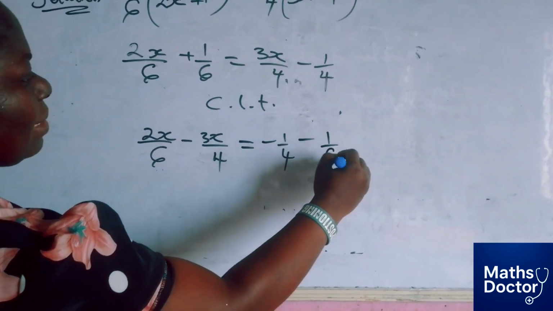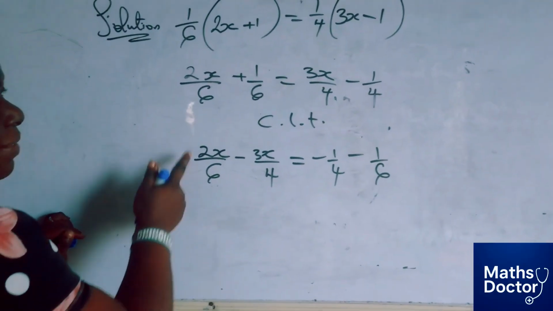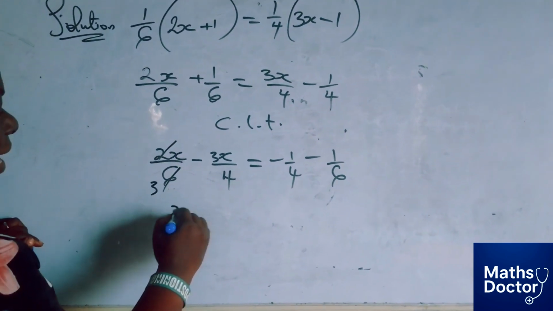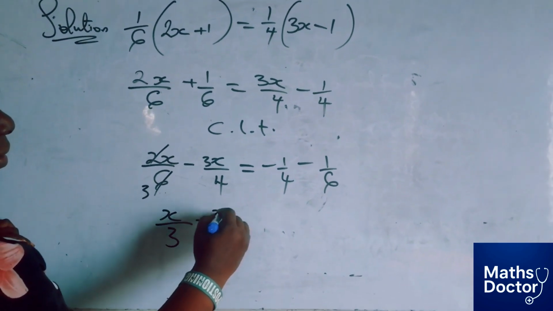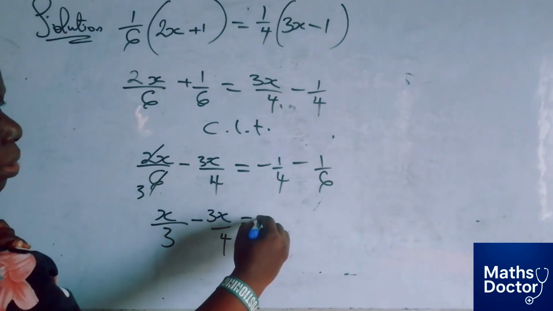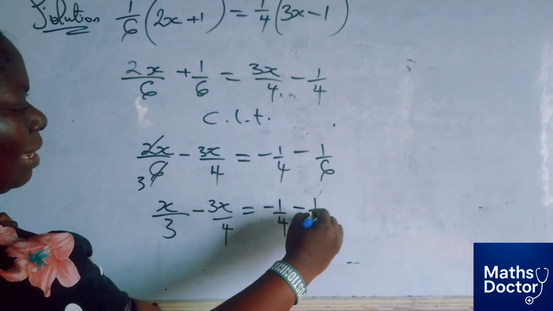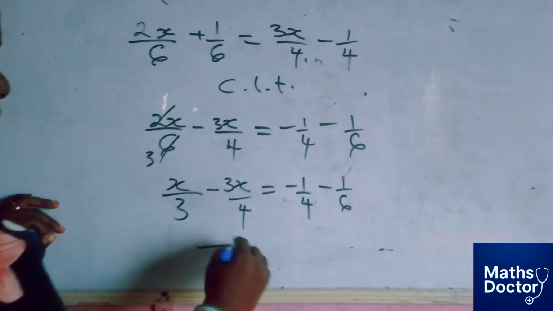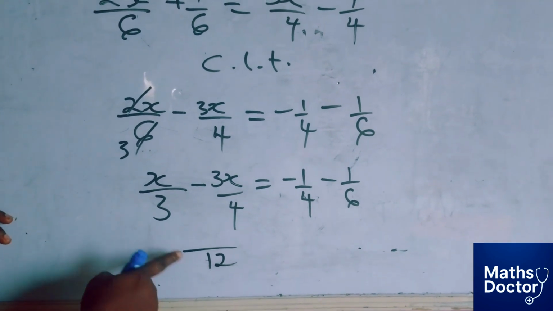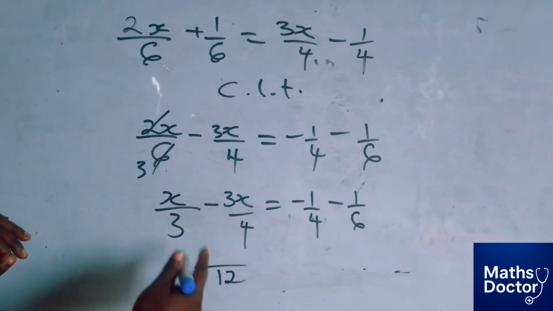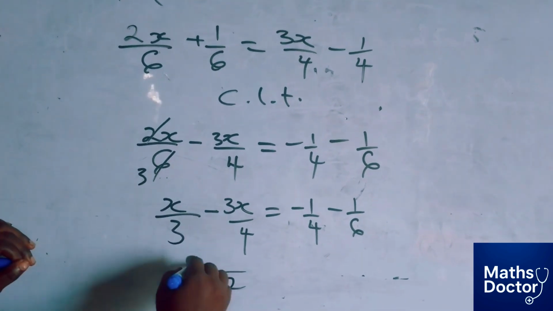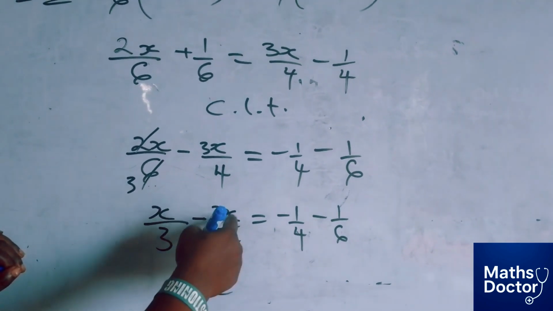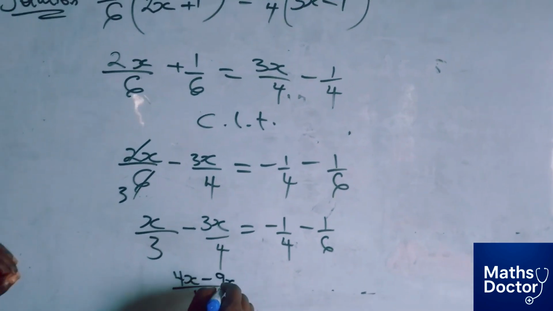Minus 1/6. What we have here, we can divide this. 2 goes here, you are left with 1, and 2 goes here, you have 3. So we have x/3 minus 3x/4 equals to minus 1/4 minus 1/6. The LCM of 3 and 4 is 12. And 3 divided by 12 is 4. 4 times x, you have 4x. 4 divided by 12, you have 3. 3 times this, you have minus 9x.